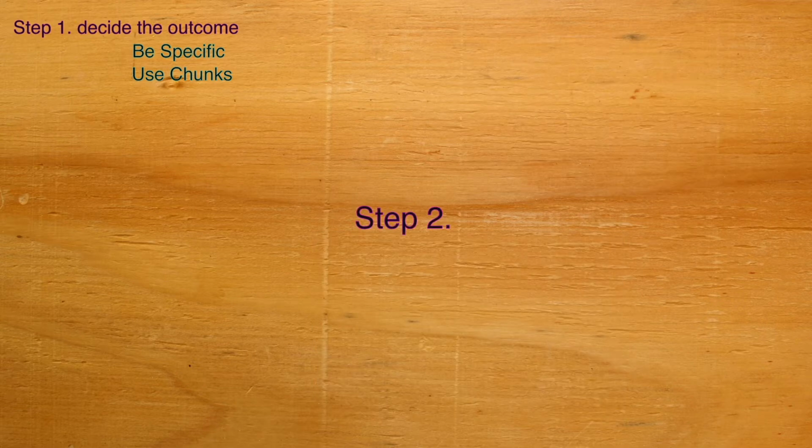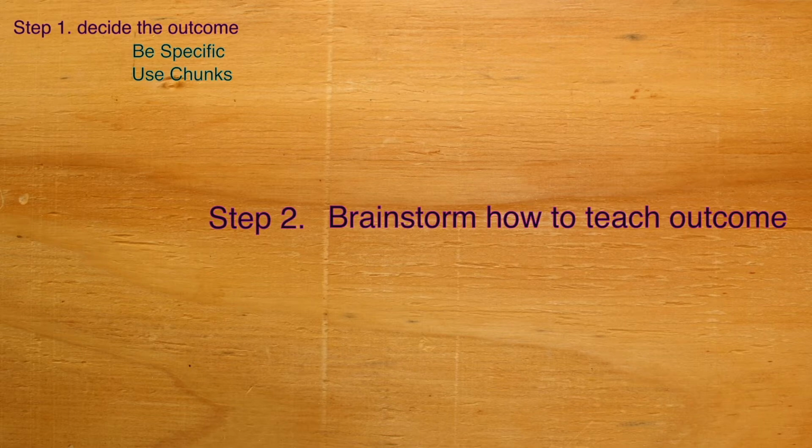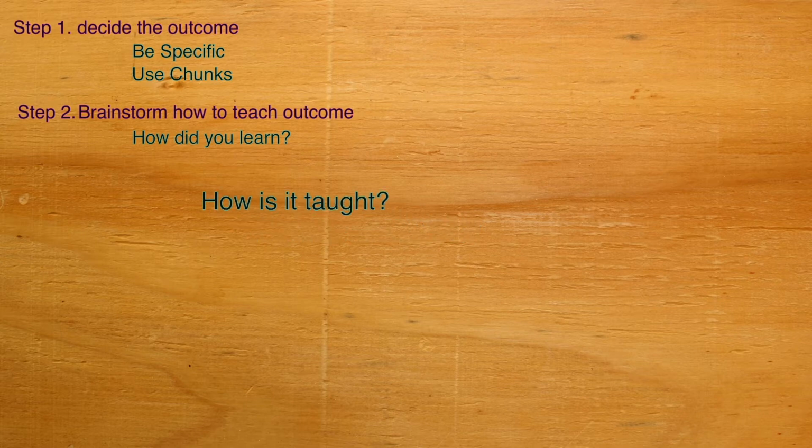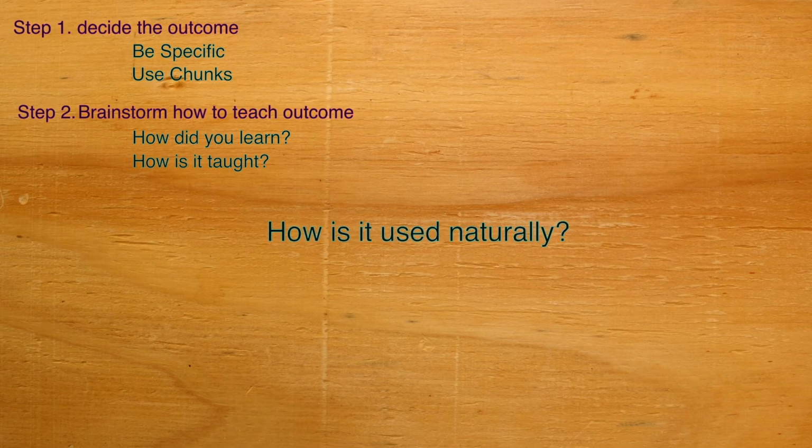Okay, step 2. Brainstorm how to teach your outcome. Here's where we need to be creative. Think about your outcome and how you learned it. Or think about ways it's taught in the classroom. Think about how it might be used in everyday life.